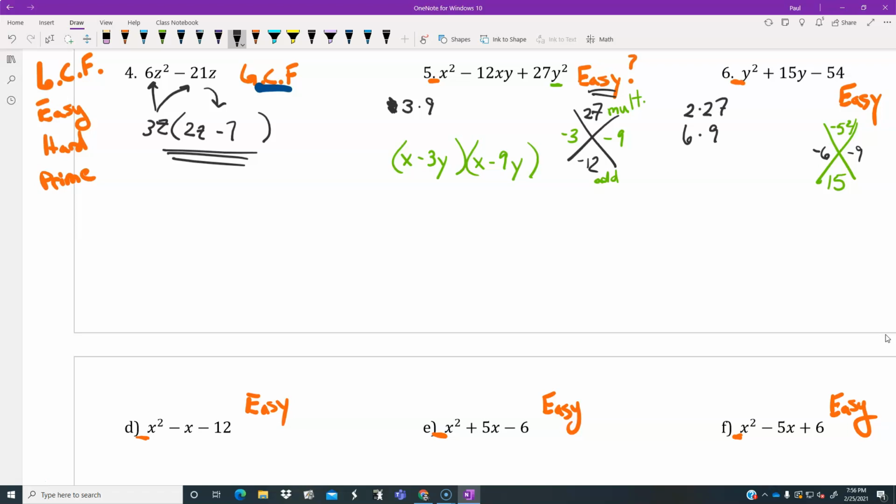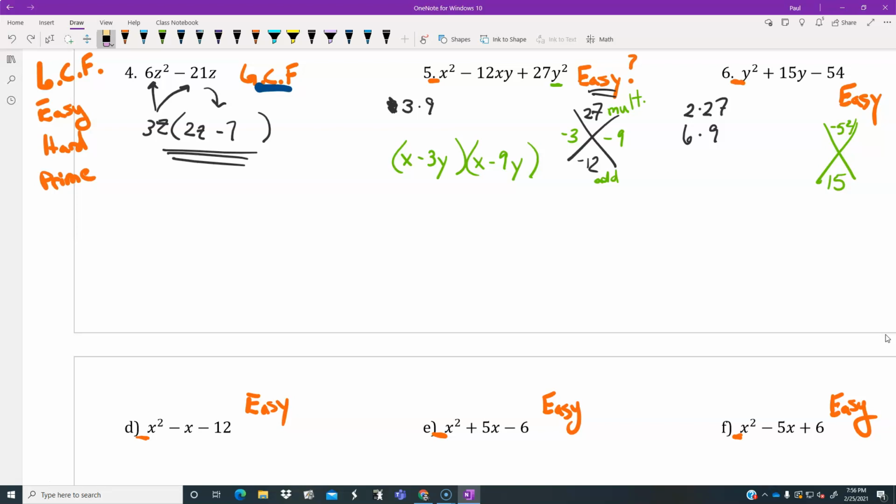Ooh, that's not right. That's not going to work. It's got to add together to make negative 15, but multiply to negative 54. Now, I did that on purpose so that you would see that sometimes people pick the wrong thing and don't really pay attention to it. Now, what else makes negative 54?